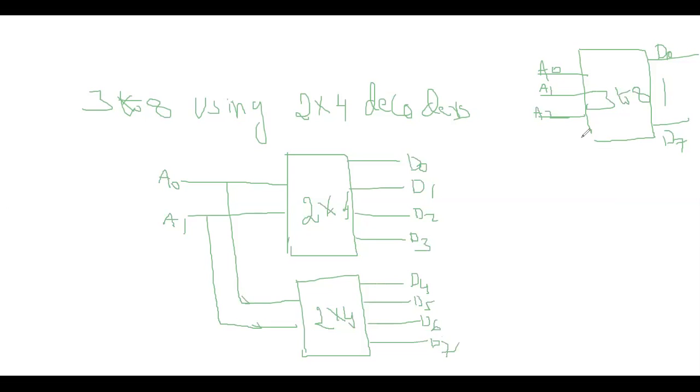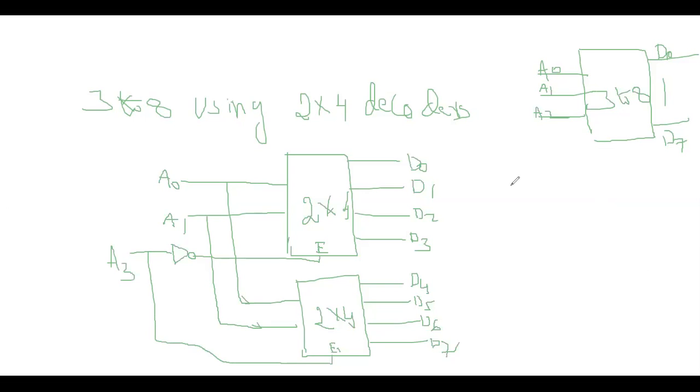How many inputs are there here? A 3 to 8 decoder requires 3, but we have only 2. So I take another input, connect it through an inverter to the enable input, as an uncomplemented enable input. And here also I connect to the enable input the uncomplemented A3.